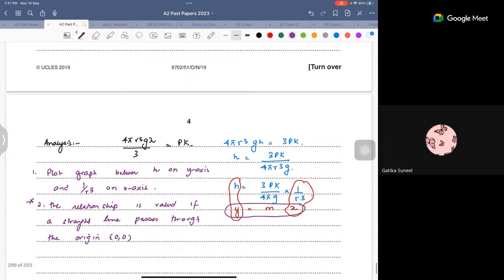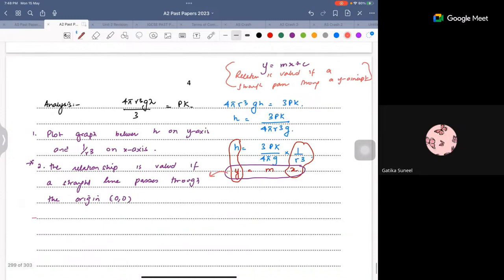If this equation would have been compared to y equals m x plus c, maybe there is an equation like that, then you would say relationship is valid. Like your statement would change like this. You would say relationship is valid if a straight line passes through a y-intercept. So that's what you're going to write then. Okay, so these are two different statements, and obviously this is for this.